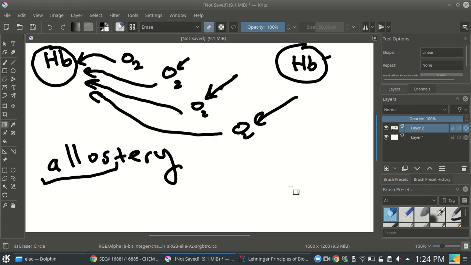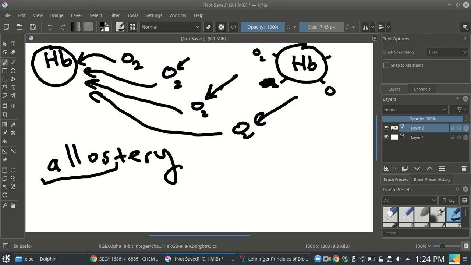Hi, this video is about some vocabulary. We've seen that oxygen binds to hemoglobin. Oxygen binds to hemoglobin in 4 different spots, so you get 4 different oxygen molecules on a hemoglobin at any one time. That's oxygen. There's oxygen.